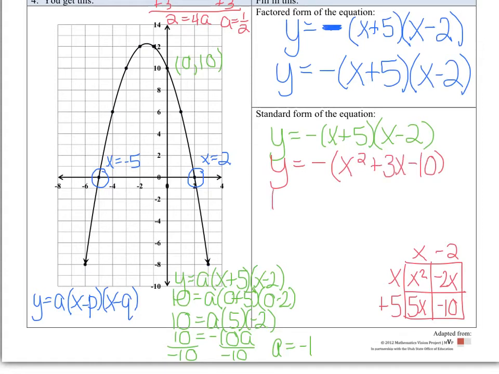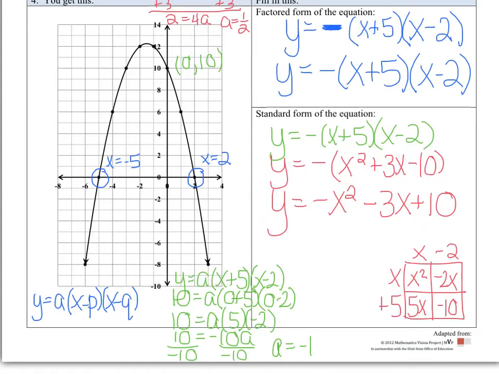Now don't forget that we have this negative in front, so we need to distribute it. So our final answer is y equals negative x squared minus 3x plus 10. You need to distribute it to every single term inside. And this is our final answer.